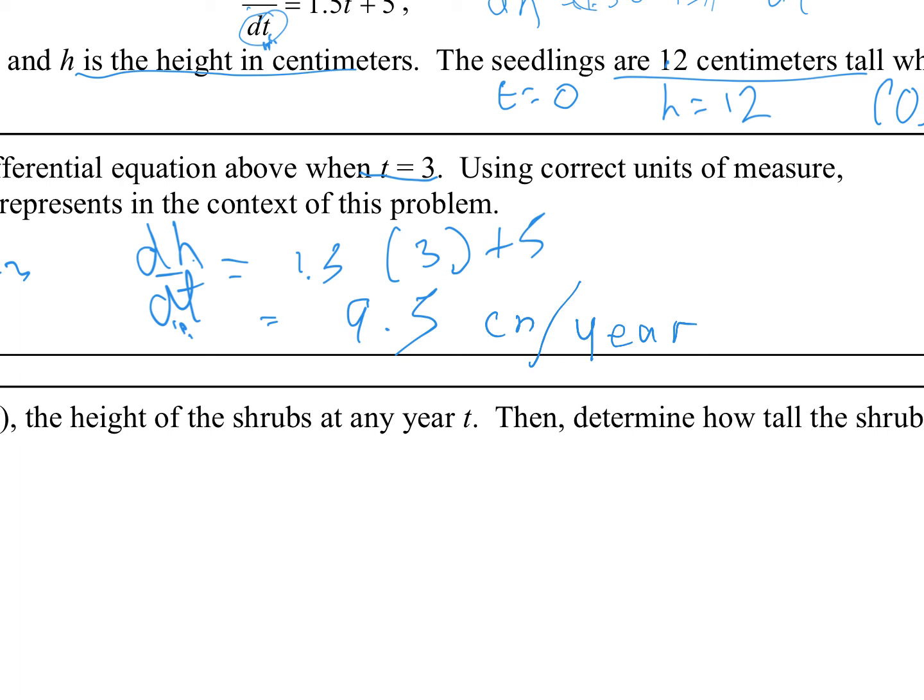So in other words, as the shrub is growing, the change of height when the time is exactly 3 years, if you could stop time, the shrub was growing 9.5 centimeters per year at that very moment. Wouldn't that mean that for 3 years, that's the rate it's growing? Every year it's growing 9.5 centimeters at that moment.